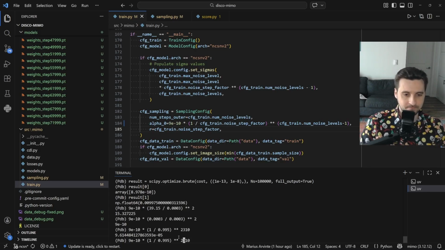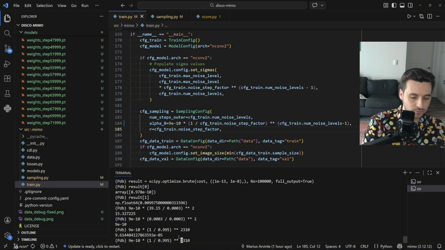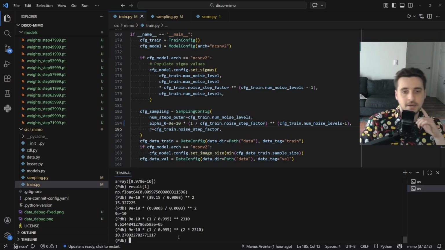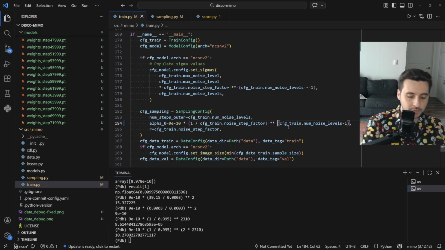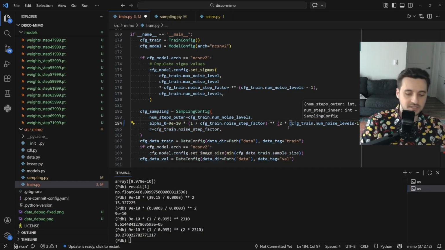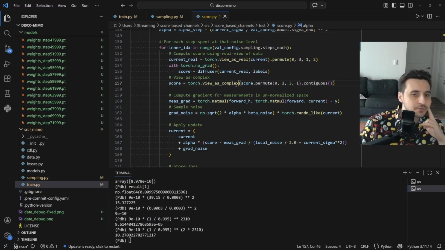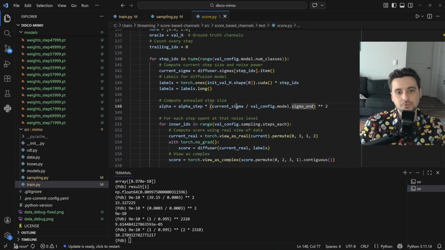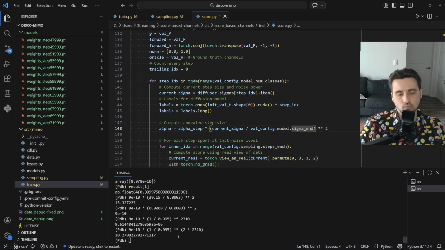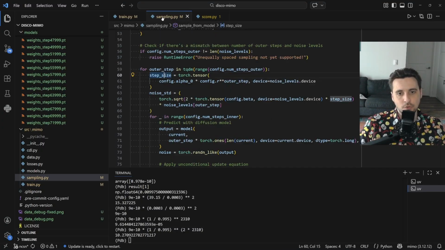Squared even. Sorry, so to the power of 2 times 2310. Yeah. To the power of 2. Damn, because I have to square it too. Is this what I do here? Yes, I do square it. Yep. Yeah. So current sigma. Yeah, the first sigma is huge. Sigma end is very small. This is exactly this formula.